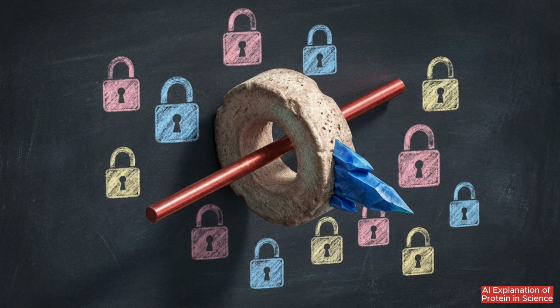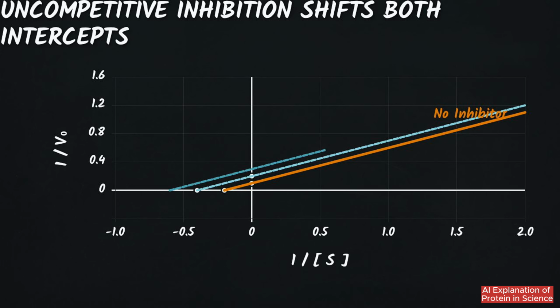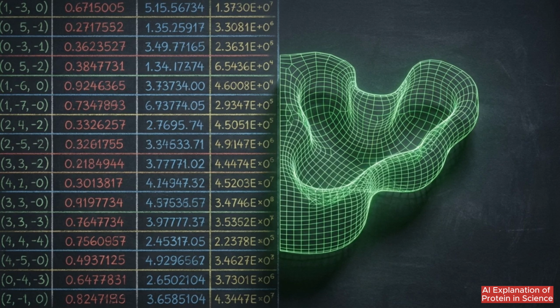Contrast this with uncompetitive inhibition, where the inhibitor ignores the free enzyme and binds exclusively to the already formed ES complex. The kinetic signature changes completely. The plotted lines shift upward and to the left in perfect parallel. Both intercepts change, indicating a drop in both apparent Vmax and apparent Km. By mathematically mapping how a kinetic system fails under specific perturbations, biochemists deduce the exact physical architecture of an invisible active site.